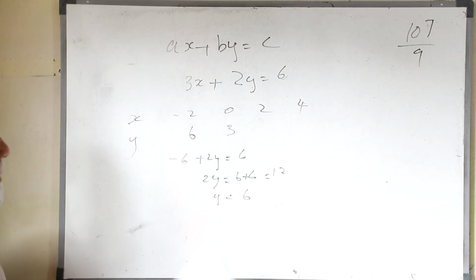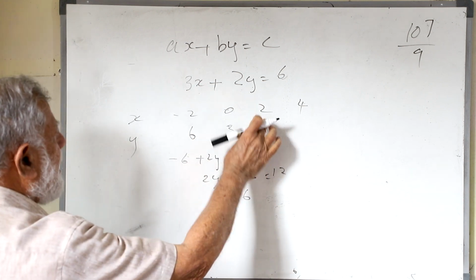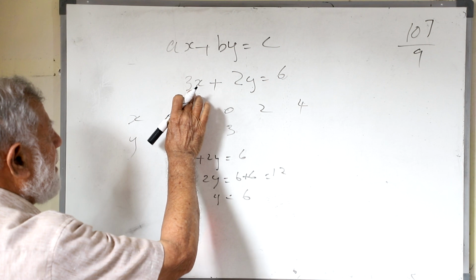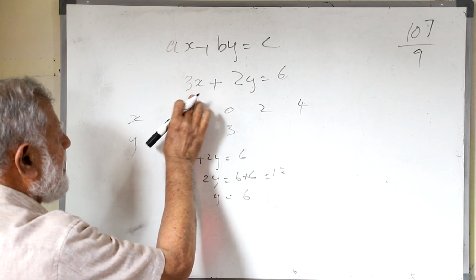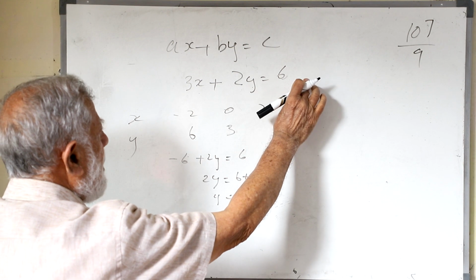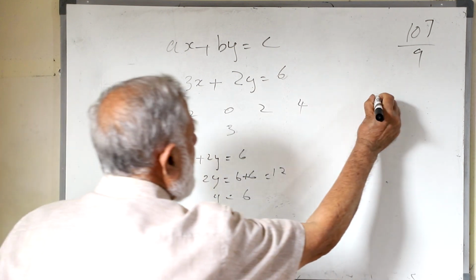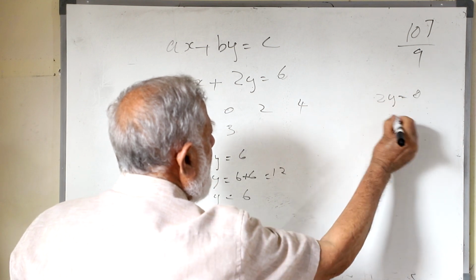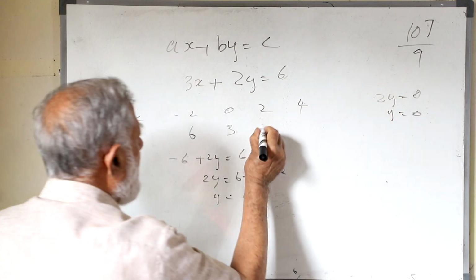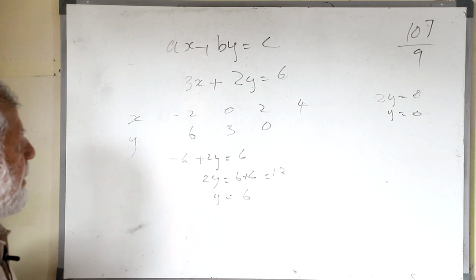So we have got two values. Then when x equals 2, 3x will be 6. Bring that down to the side, minus 6. So 6 minus 6 is 0. So 2y equals 0, y is equal to 0. When x equals 2, y equals 0. So I've got three values.